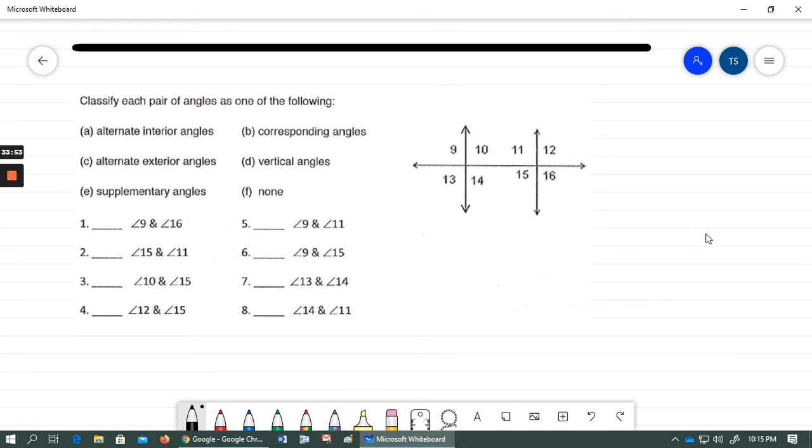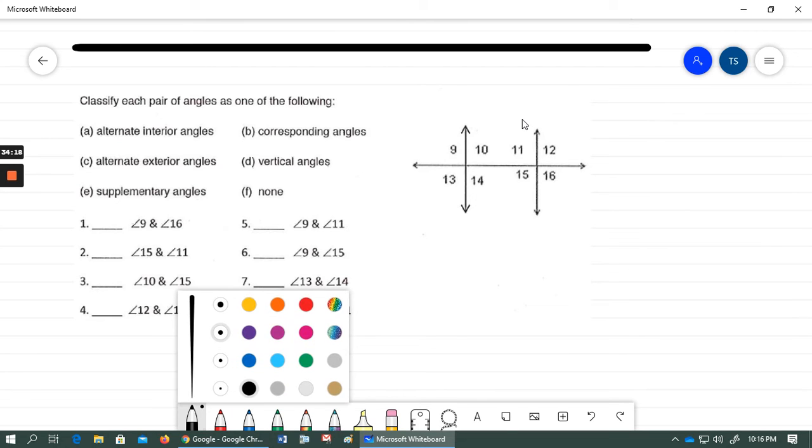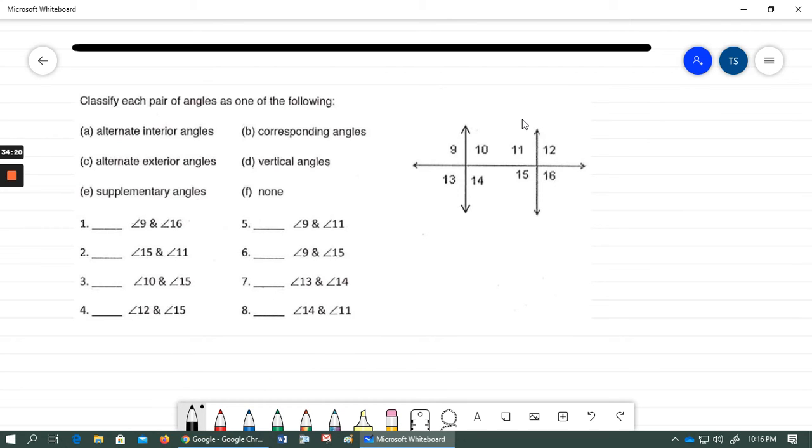Okay, so let's look at this example here, guys. It says here, classify each pair of angles as one of the following: alternate interior, corresponding, alternate exterior angles, vertical angles, supplementary angles. Now, guys, when it says supplementary angles here, they don't have any angle measurements here, right?